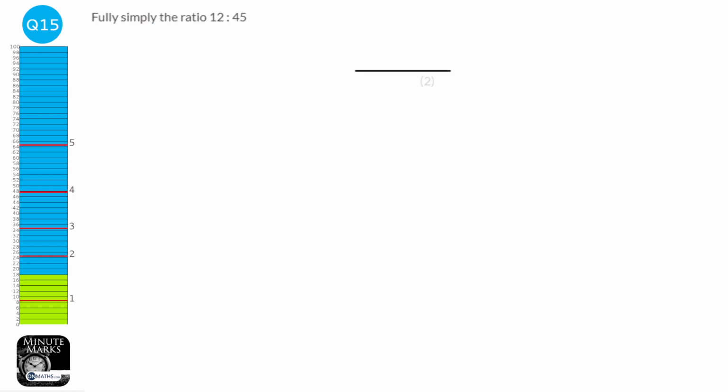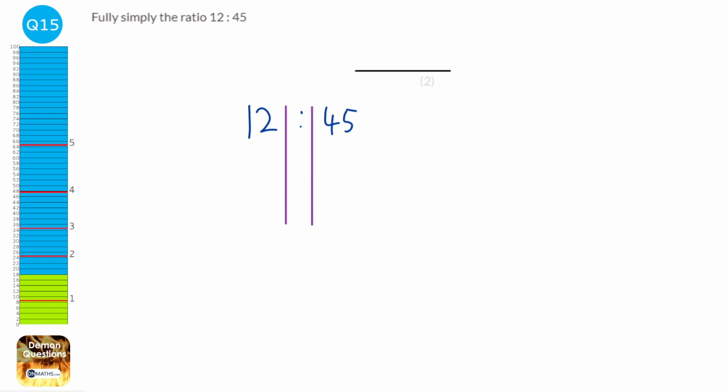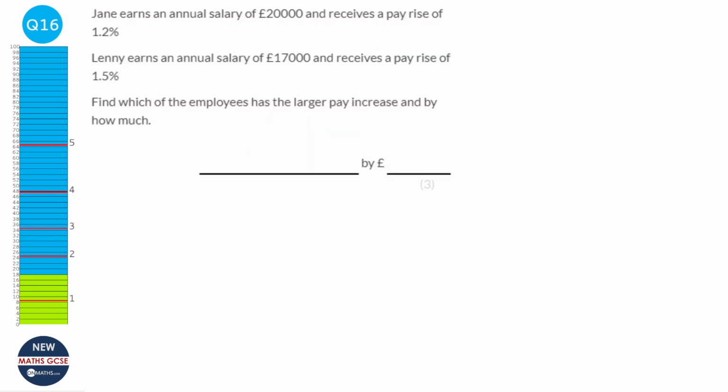When simplifying ratios, we're looking at doing exactly the same thing as when you simplify a fraction, but instead of top and bottom, we're looking at left and right. So we've got to do the same thing to the left and right. So here we've got 12 and 45. Well, I can divide both of those by 3. They're both in the 3 times table. 12 divided by 3 is 4, and 45 divided by 3 is 15. So our simplified ratio is 4 to 15 because I can't go any further.